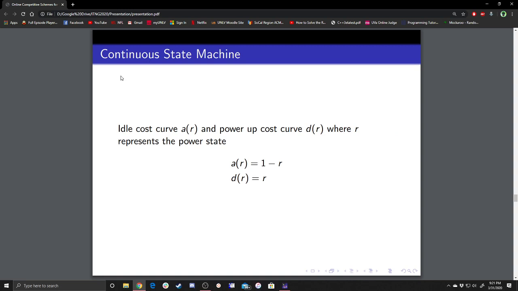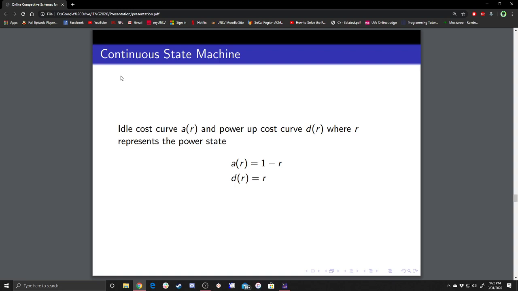So we're going to go into this continuous state machine. In the previous slides we had several states, each with its own cost. Same idea here. So we have A and D. A of R is going to be our unit cost for idle time, the cost to be in state R, and D of R is going to tell us the power up cost. We have an infinite set of states between 0 and 1. R is going to be between 0 and 1, where 0 is the on state and 1 is the off state in this particular case.